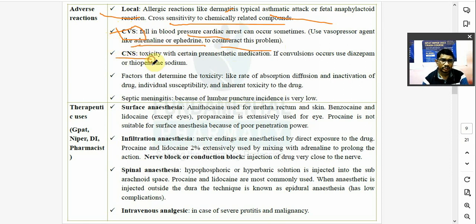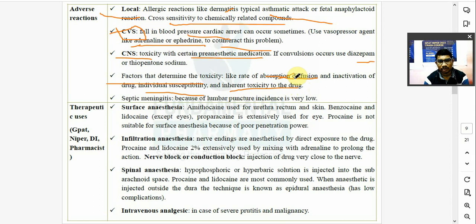What is the toxicity on the CNS? Toxicity occurs with certain pre-anesthetic medications, which will enhance the action of the local anesthetic. If local anesthetics are used along with general anesthesia, it will increase the anesthesia. They can cause convulsions, and if there is convulsion, you can control it with diazepam or thiopental. Factors which determine the toxicity are the rate of absorption or diffusion, inactivation of the drug, individual susceptibility, and inherent toxicity of the drug. These factors decide whether there will be toxicity or not.